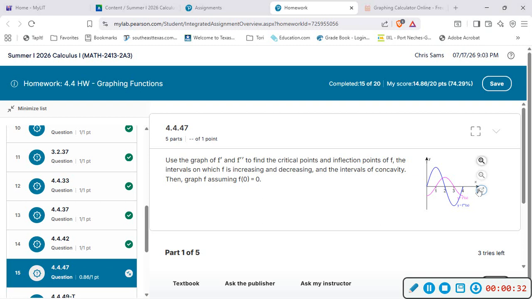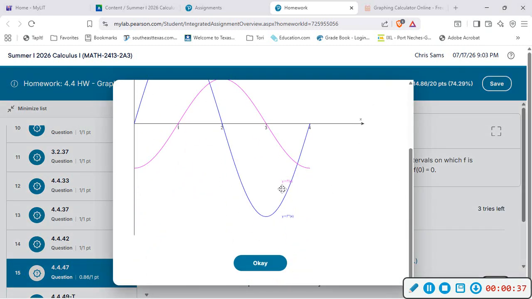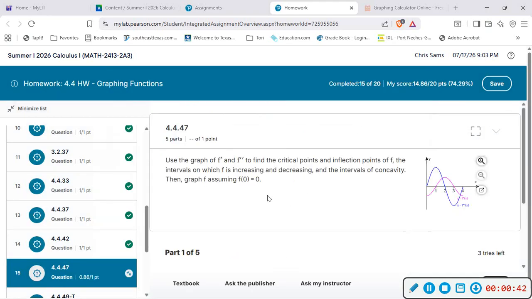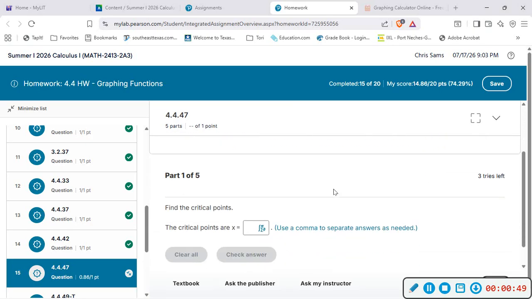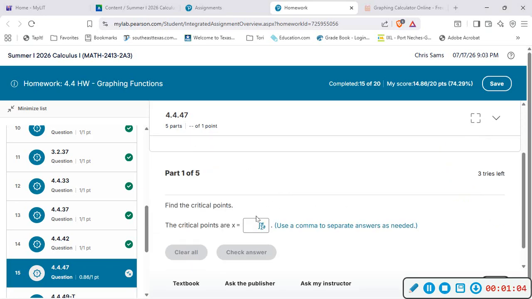From this graph, it looks like the pink line is f prime, blue line is f double prime. Okay, so if you have the definitions next to you, you can go back and look them up in the textbook. Basically, we want to find the critical points. So we're going to find the critical points whenever we find the derivative and set it equal to 0. Okay, so the red line is our derivative. It is 0 at 1 and 3. So our critical points would be 1 and 3.